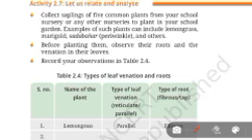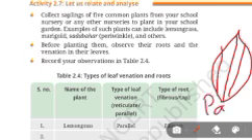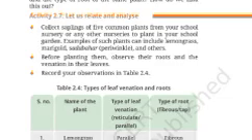Suppose this is a leaf. This type of venation is called parallel venation, because the veins are parallel. Let me draw both types. The first one, as I told you, is the parallel venation. And the second type is this, and this type of venation is called reticulate venation. What is it called? Reticulate.